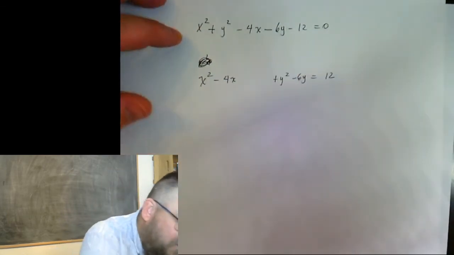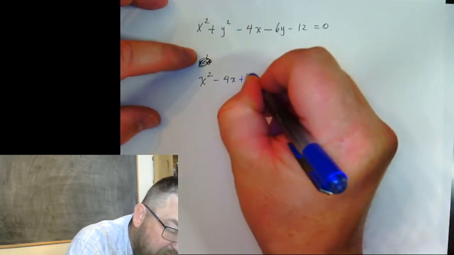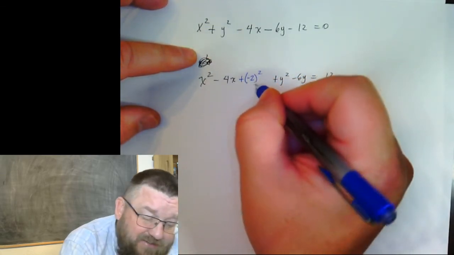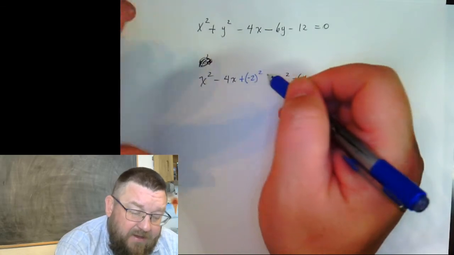So now I have to complete the square. So I have to take half of 4. Be careful. Make sure you have that sign there. Make sure you have that sign. If you mess up the sign, write yourself a note. Make sure that sign's there.